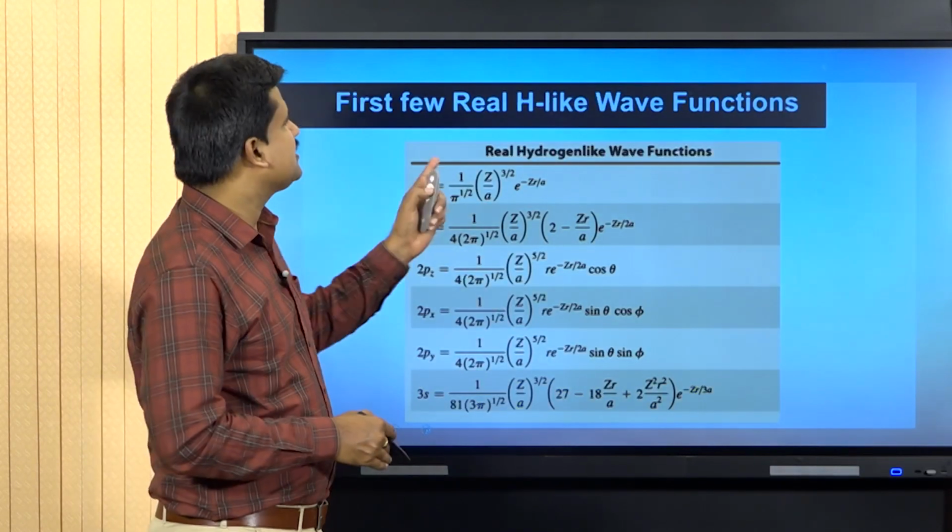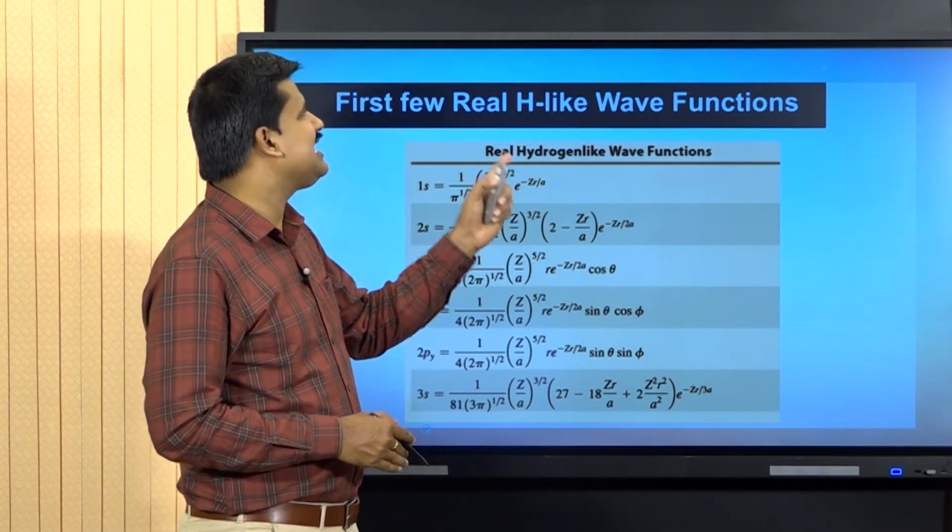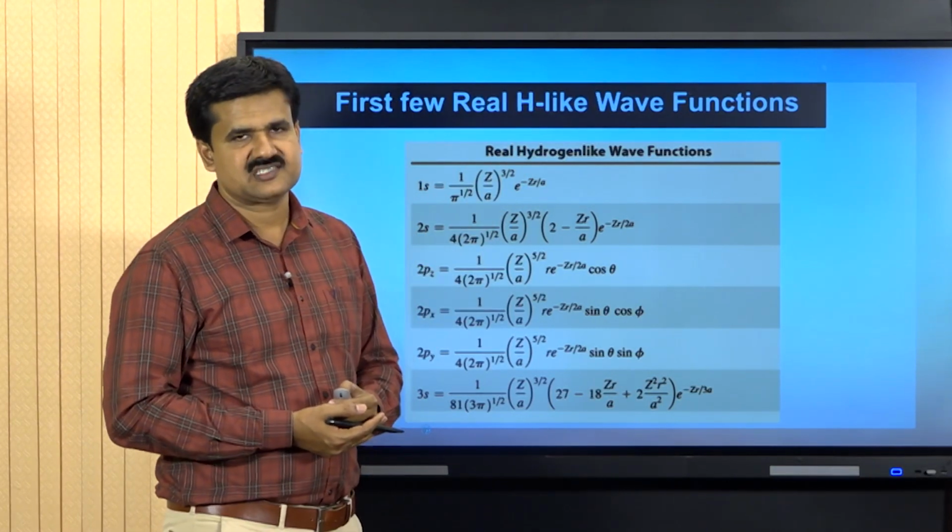Now, first few real hydrogen-like wave functions.